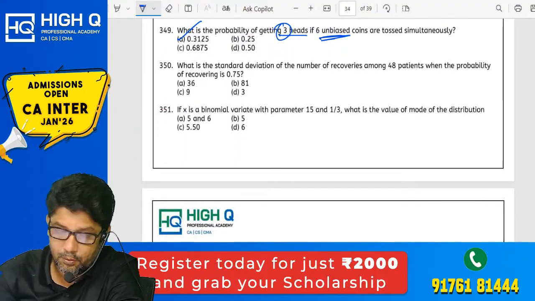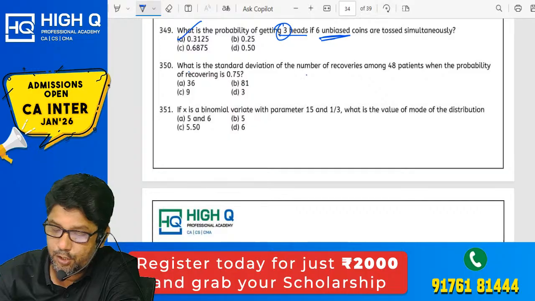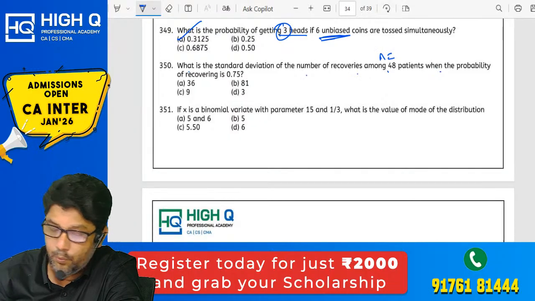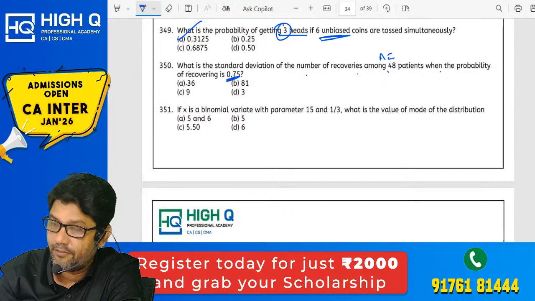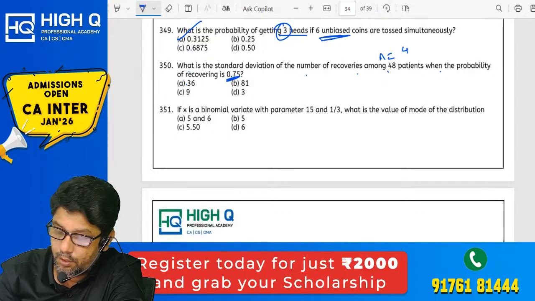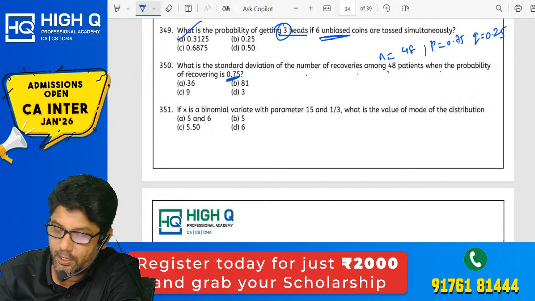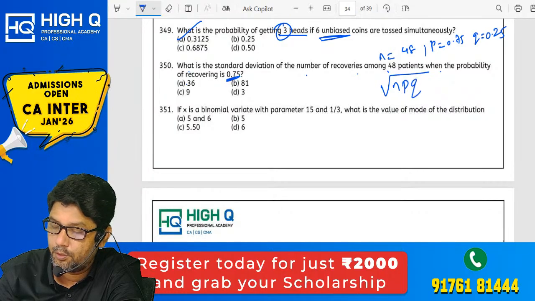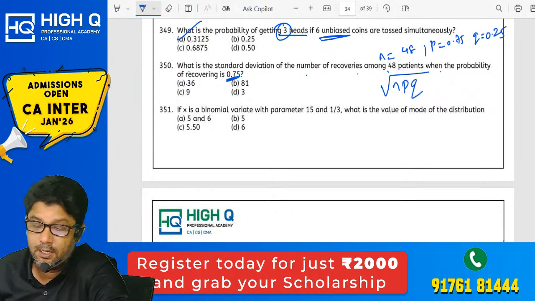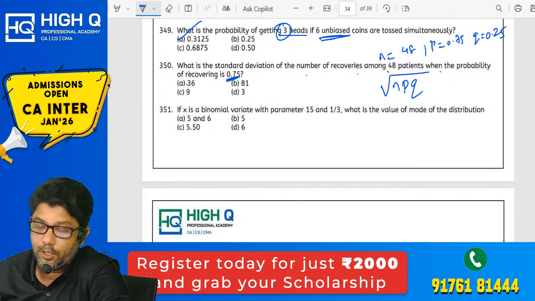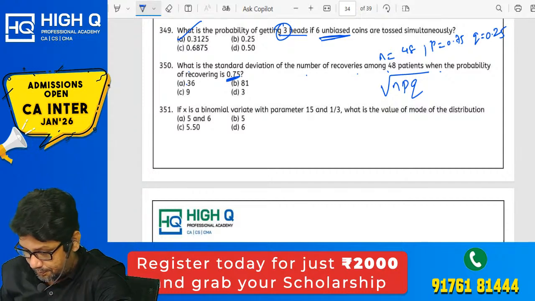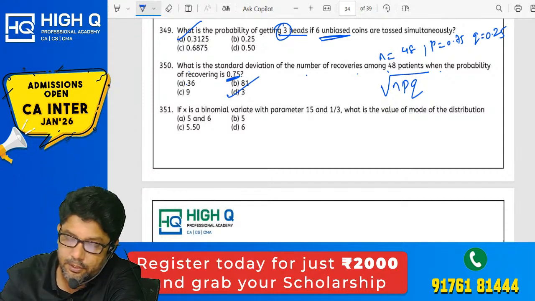Now, what is the standard deviation of the number of recoveries among 48 patients when the probability of recovery is 0.75? So, N equal to 48, P is equal to 0.75. So, what will be Q? Standard deviation is root of NPQ. Can you give the answer? 48 into 0.75 into 0.25 and its square root. What is it? 3. That's it.